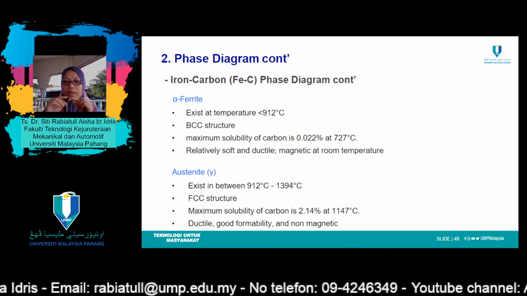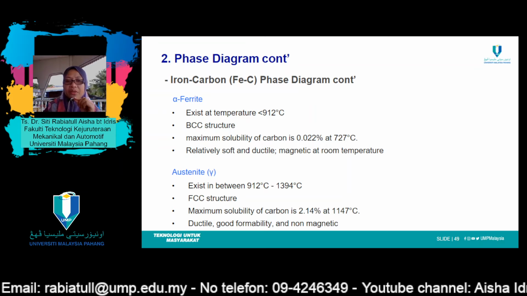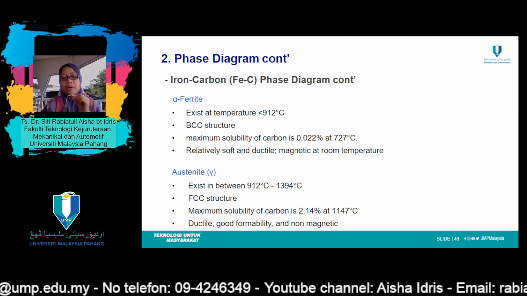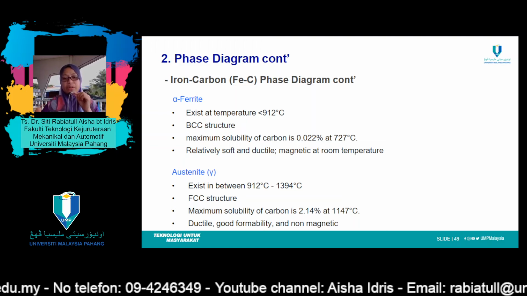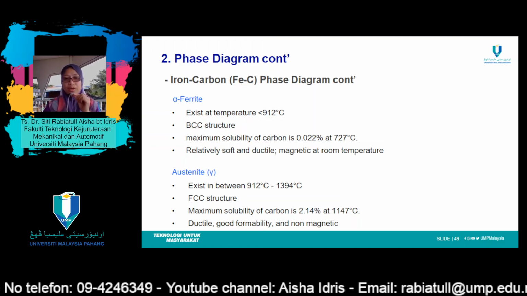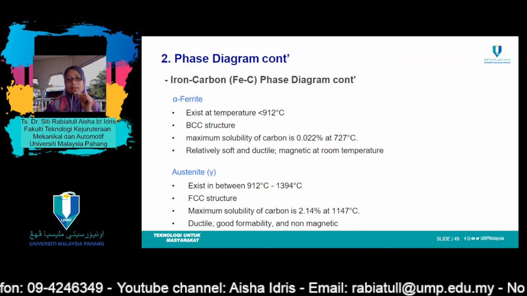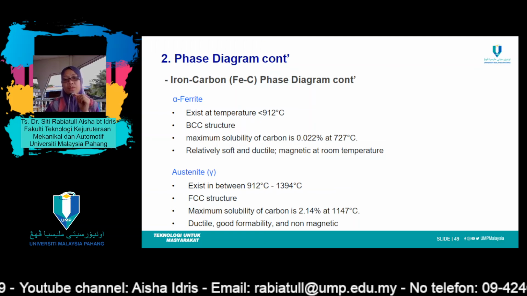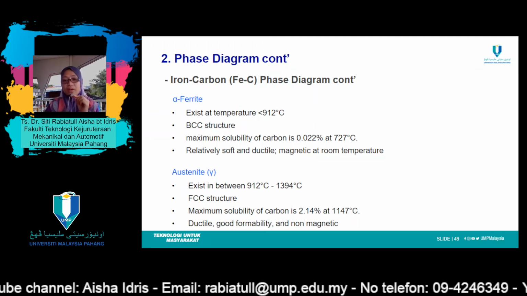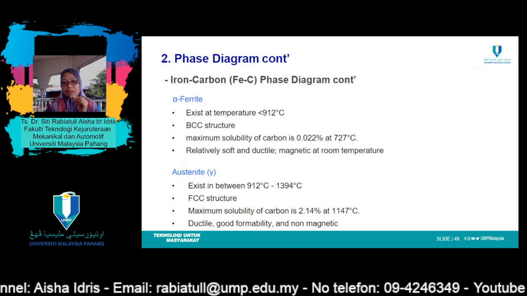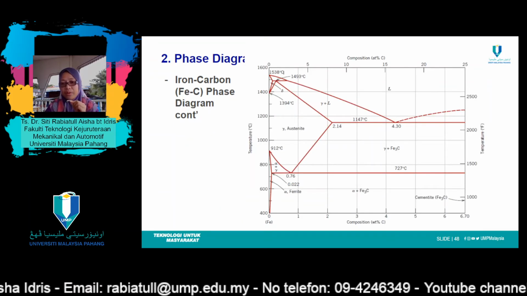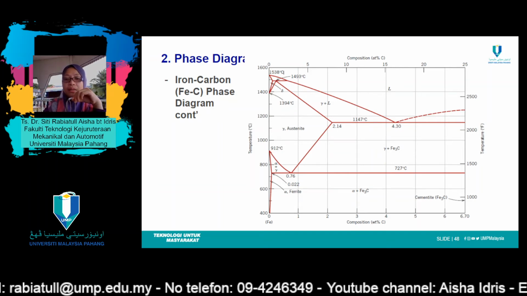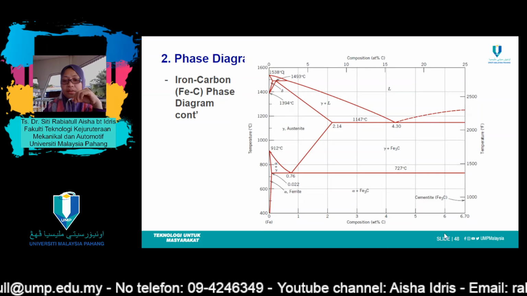These are the explanations on the phases that exist in the iron carbon phase diagram. And I think you can read this one on your own because it's only an explanation of where each exists, at what temperature, what the crystal structure is, as well as its properties. Okay. But however, please refer to this diagram, so that you may understand it better, where the location of each phase is.